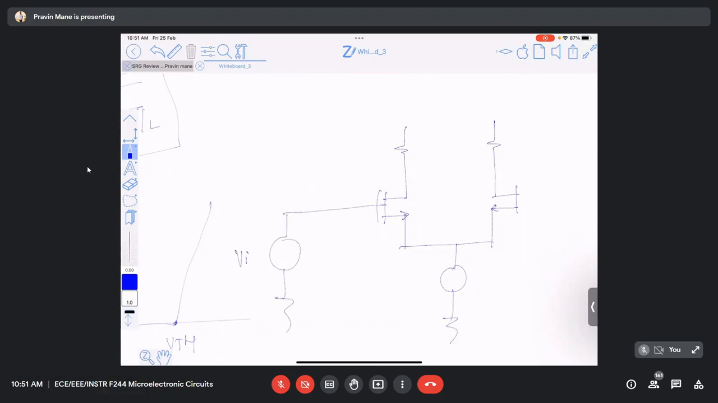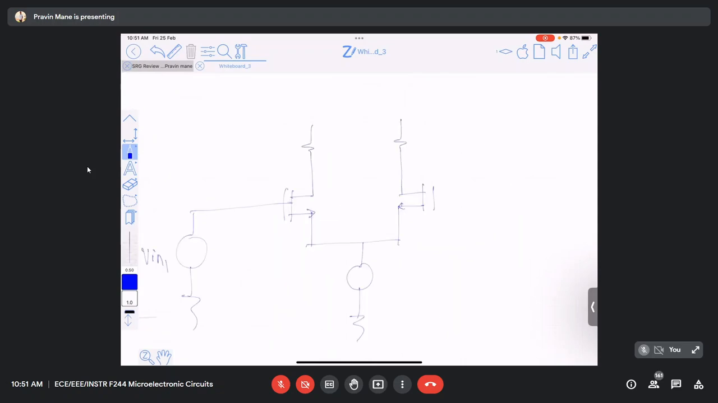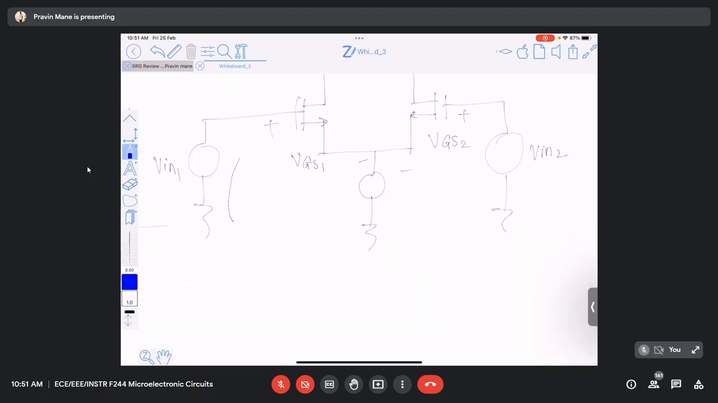This is Vin1, and this is Vin2. This is plus minus VGS1, and this is plus minus VGS2. Kirchhoff's voltage law, KVL, can be applied across this loop. So even though it is a DC voltage or AC voltage, the instantaneous value has to be taken. If our sign is wrong, we will get a negative sign. So what is the equation?